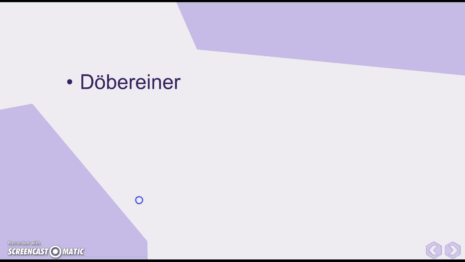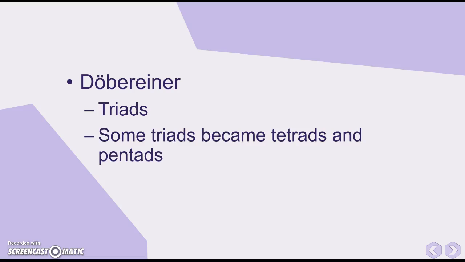And the first guy to do that was Dobereiner, and what he came up with were triads. He saw that there seemed to be some relationship between groups of three. As you read along in the book, you can see that groups of three seem to have similar properties, particularly physical and chemical properties. And so he began to arrange these in what we call triads. Now, eventually, some of these triads became tetrads and pentads, so his idea eventually broke down.